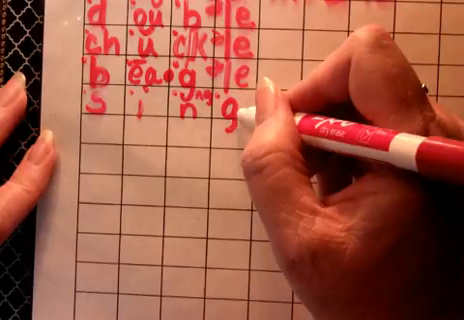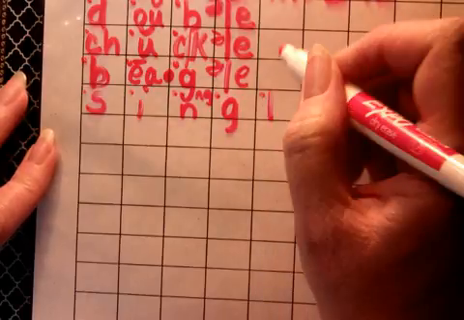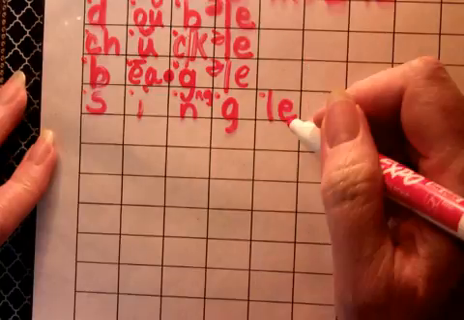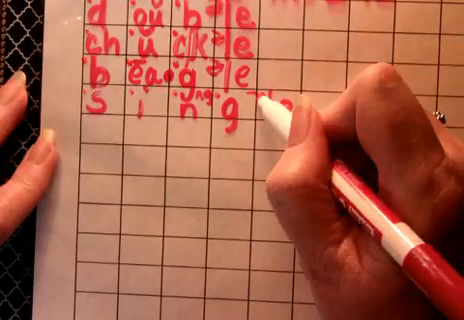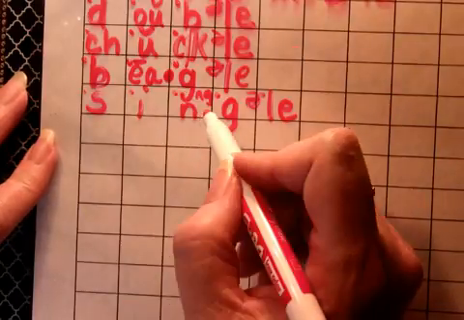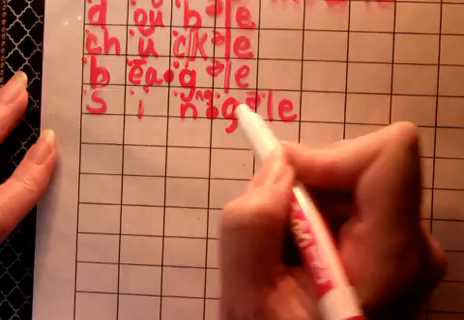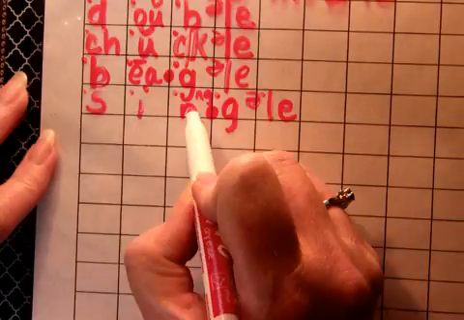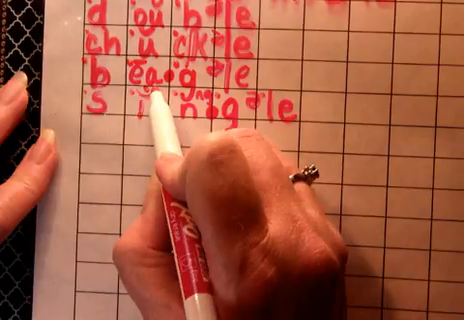Sing, G. L is a descending letter. L is spelled with LE, and the E spins around. Sing. That's the end of the syllable, and gle is the next syllable. One vowel followed by one or more consonants. The vowel is short. I.